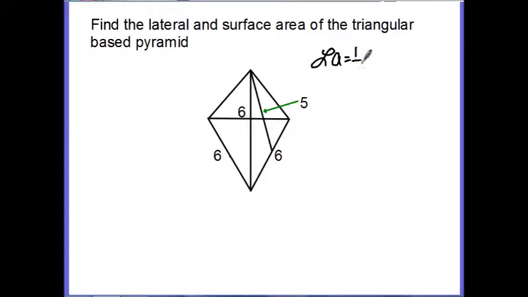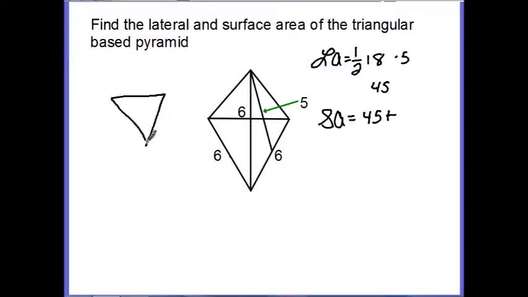Lateral area is 1/2 the perimeter of the base, which is 18, times the slant height, the height of that slanted triangle, which is going to be 5. Half of 18 is 9, and 9 times 5 is 45. Now my surface area takes that lateral area, and we add the area of the base. Let's take that base and let's draw it out. It's equilateral, therefore it's equiangular. So I need to find out what my height is. So we're going to create a 30, 60, 90, which splits my base into 3 and 3. Across from my 30 is 3, across from my 60 is 3 root 3.